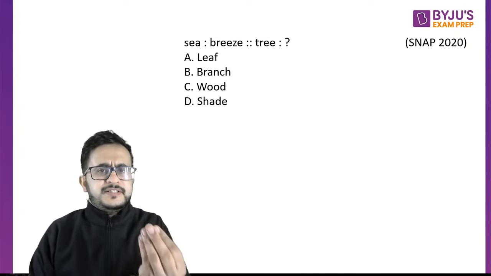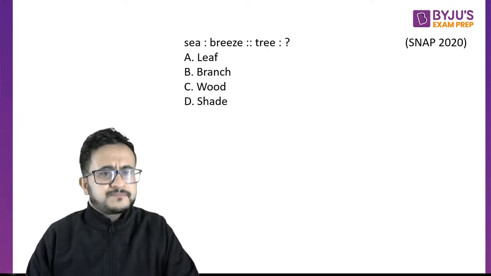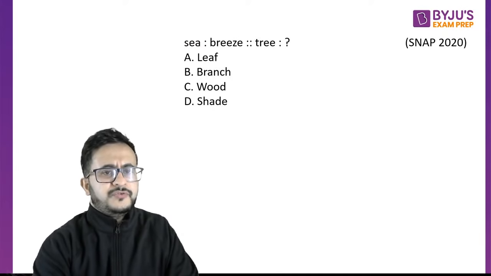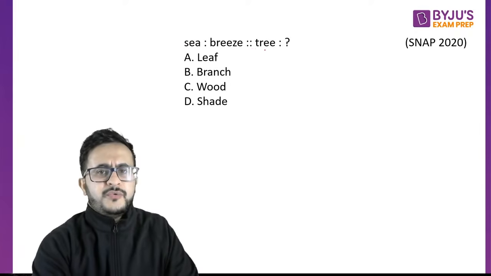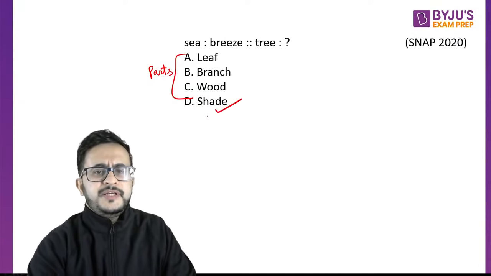Very simple. See, breeze, tree, what? Leaf, branch, put, shade. Now breeze is something which you get from a sea, right? The wind that you get is called breeze. So what does a tree give you? Now these are all parts of a tree. Okay, so the answer will be shade.